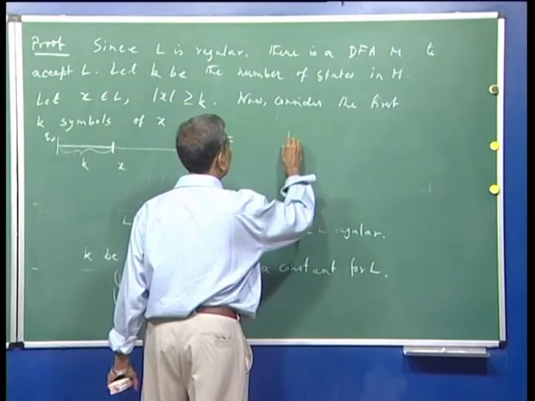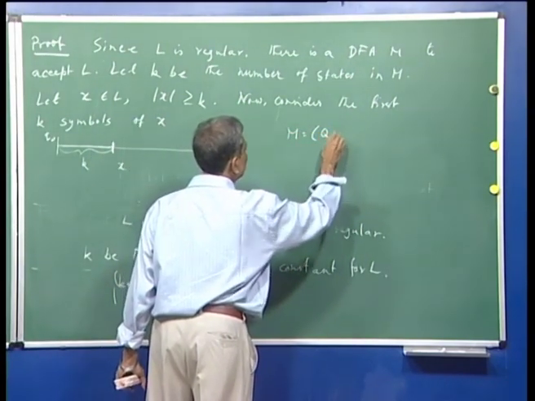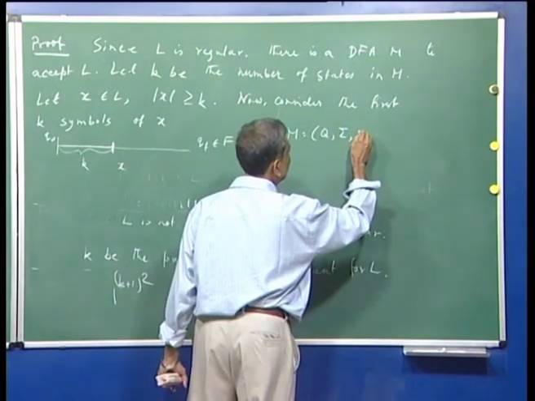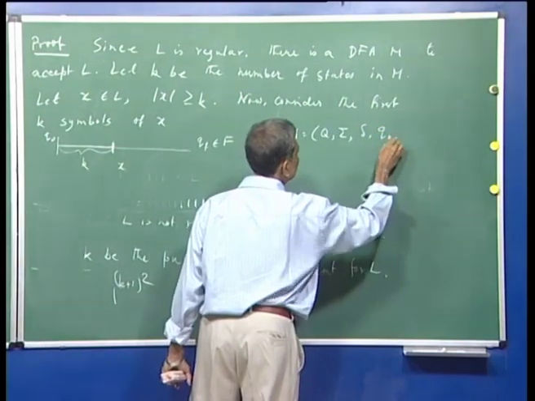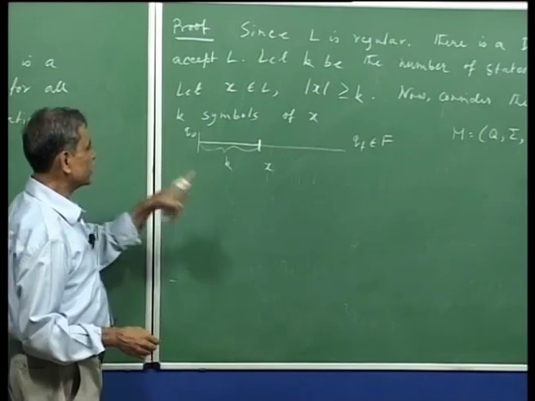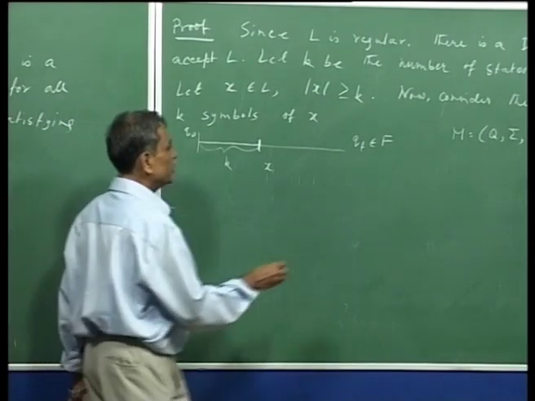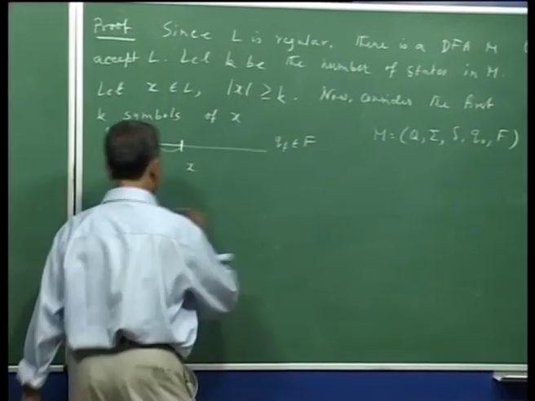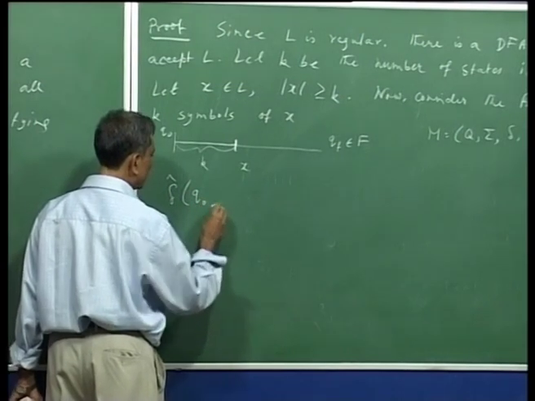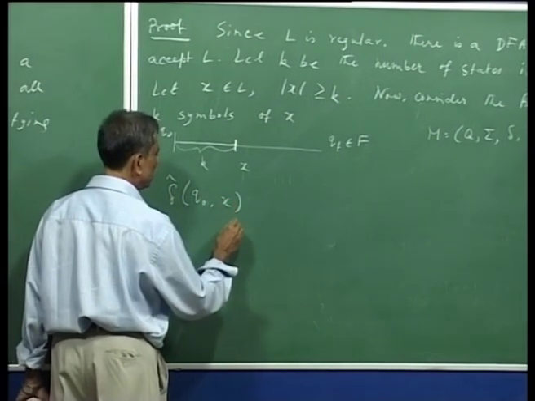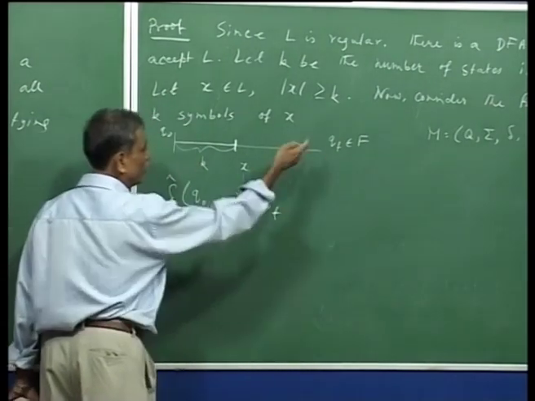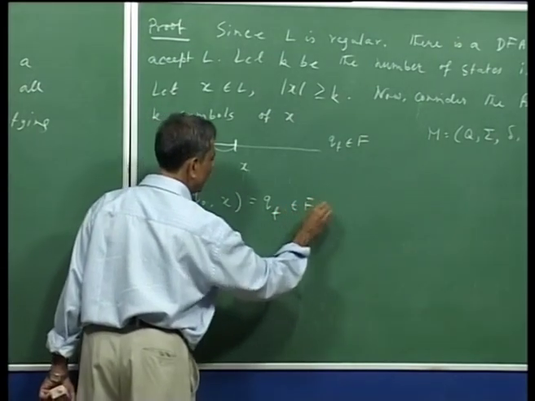So, I am using the old notation that M is the DFA, a 5-tuple Q, sigma, delta, q0, F. So far what we have said is x is accepted by M. In other words, delta hat of q0, x is qf, because we are saying that qf is the state it goes to, which is an element of F.